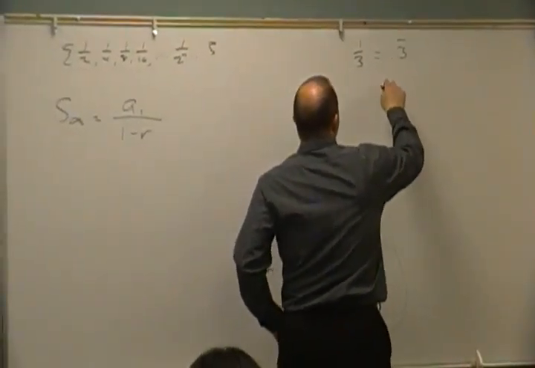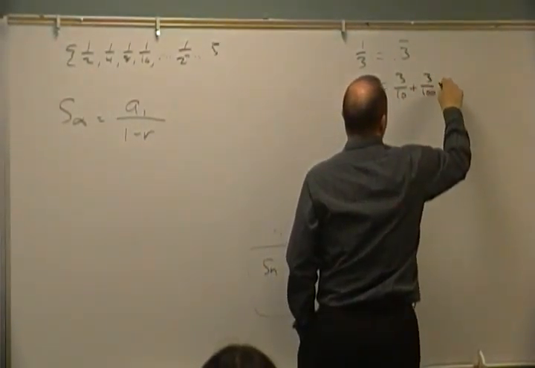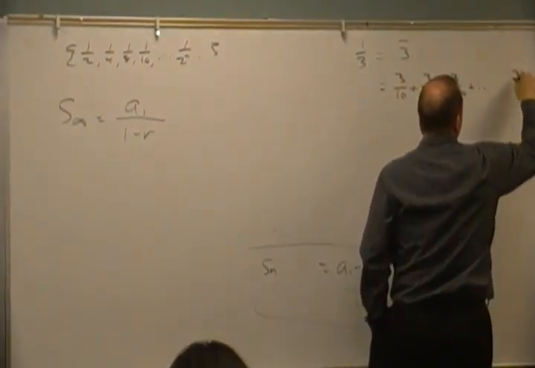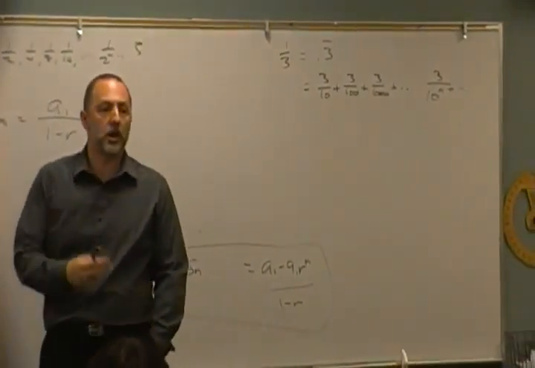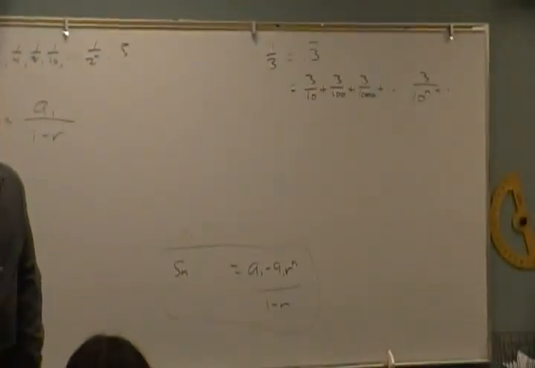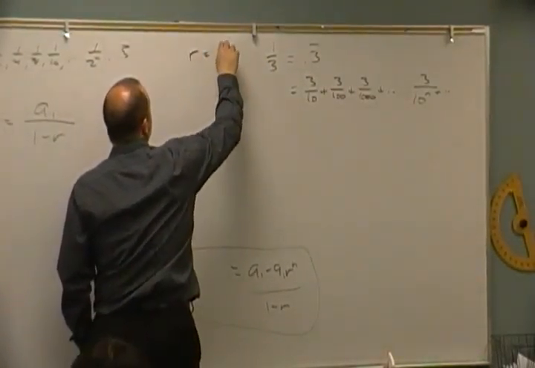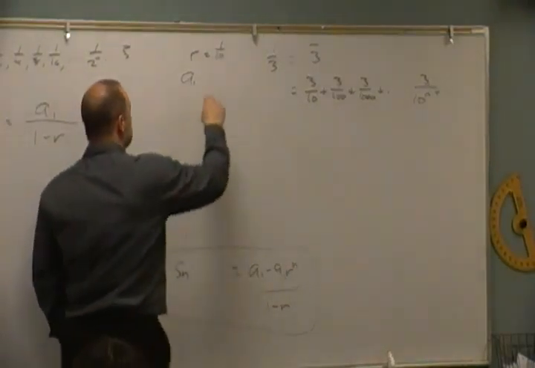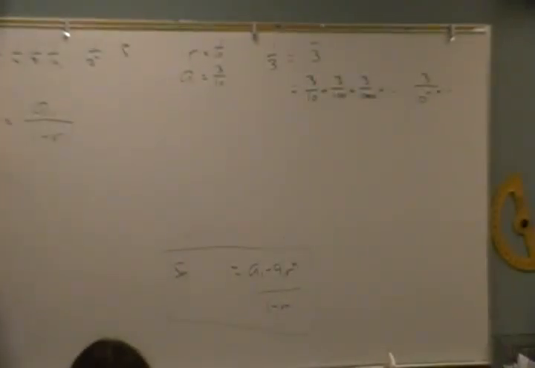So this is the same thing as 3/10 plus 3 over 100 plus 3 over 1,000 plus 3 over 10 to the n, so we have an infinite series here. Let's rewrite this. What's my common ratio R? My common ratio R is 1/10. What is my first term, A sub 1? It's 3/10.